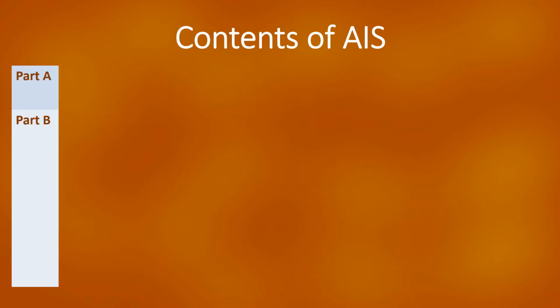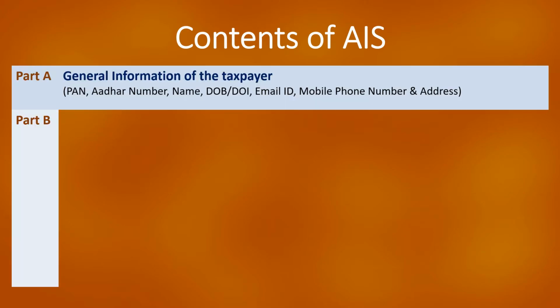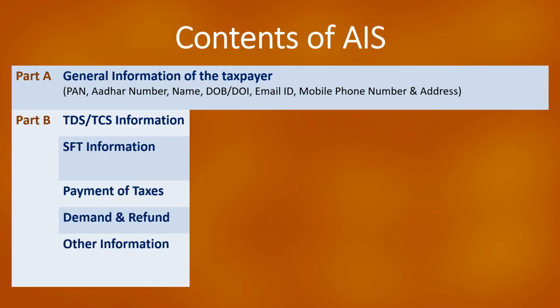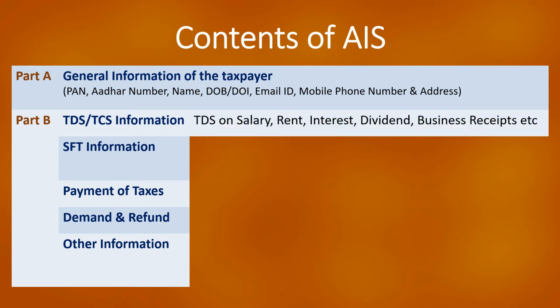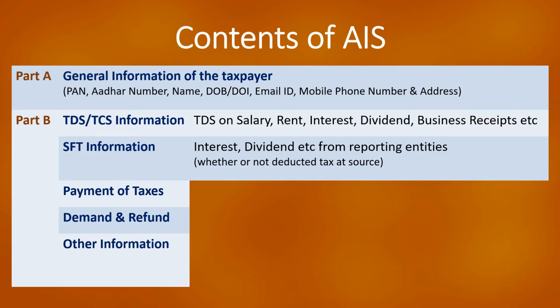AIS has two parts, Part A and Part B. Part A contains general information of the taxpayer like PAN, Aadhaar number, name, date of birth, contact details, etc. Part B has 5 heads, first one being TDS, TCS information. This contains details like TDS on salary, rent, interest, dividend, business receipts, etc. and transactions related to TCS. Next, SFT information. This contains details about interest, dividend, etc. reported from reporting entities, whether or not tax has been deducted at source.